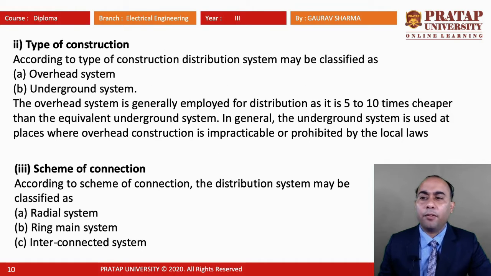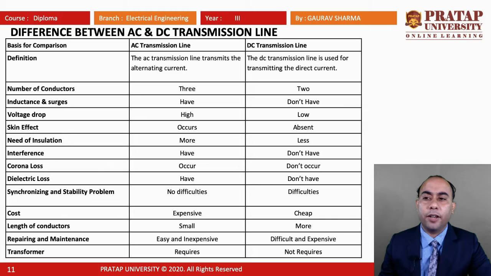Again, by the type of construction, we have two types: one is overhead, which we see around us, and the second is underground construction. And next is the scheme of connection, which scheme we are using, whether radial, ring main, or interconnected. As per the schemes, it is also classified.